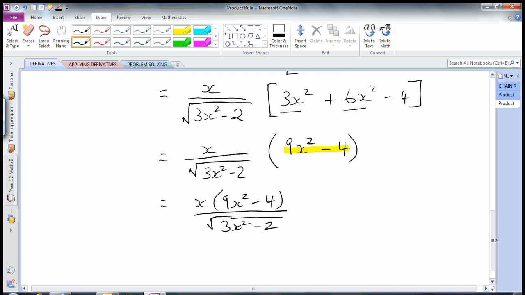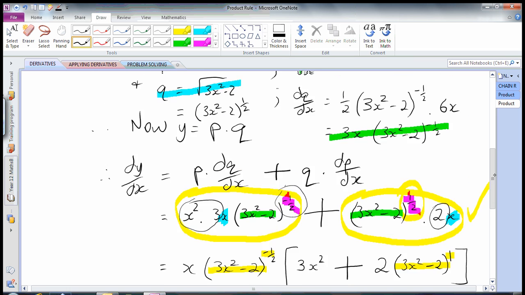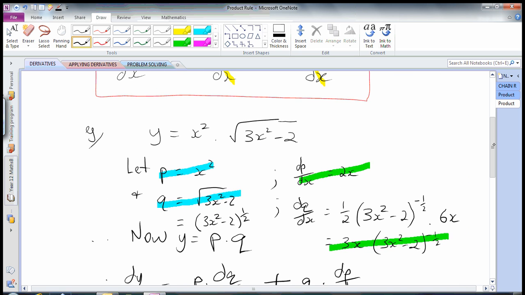So again, let's just quickly go back through the process of finding our derivative from a product rule. Very important that we define the 2 parts of our function. So we've got a part there that's x squared. We've got another part which is the square root of 3x squared minus 2. So we set up some names for those. And in this case we've called them P and Q. Over the right hand side we calculate the derivatives of each of those separately. Keep it nice and ordered.